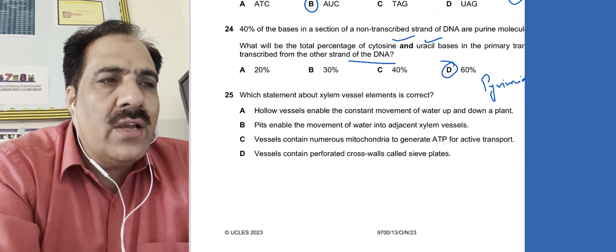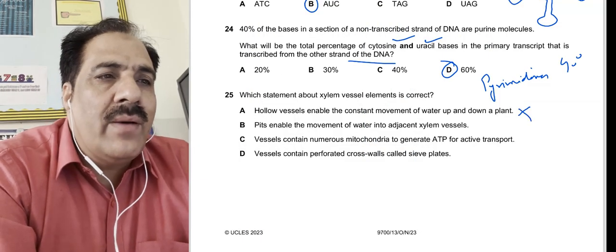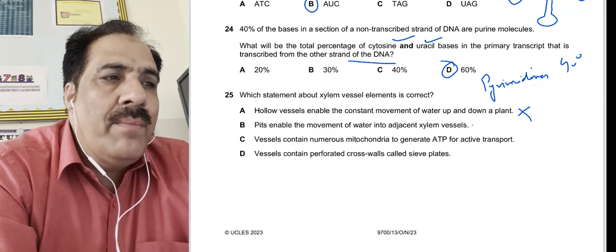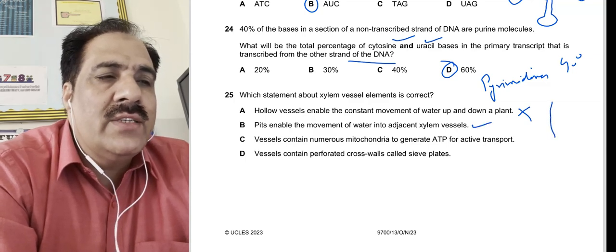Which statement about xylem vessel elements is correct? Hollow vessels enable the constant movement of water upward. The xylem vessels are not hollow. Pits enable the movement of water into the adjacent xylem vessels.